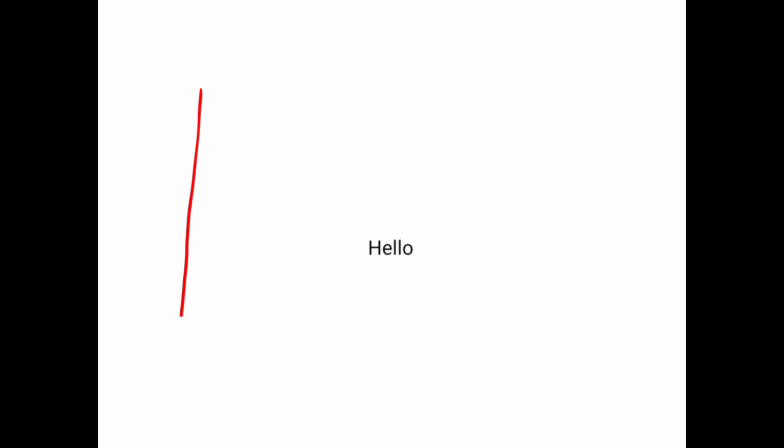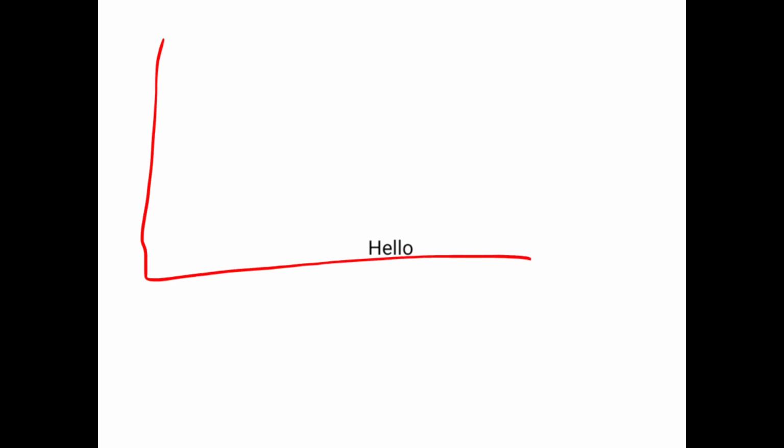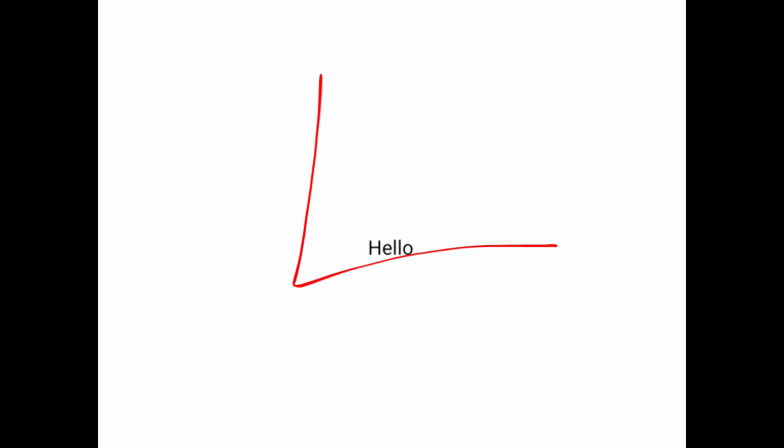Alright, so if we have this as our graph, 1, 2, and this is your 0. So in the graph, always remember to bring your 0. Okay, you have to always bring your 0.